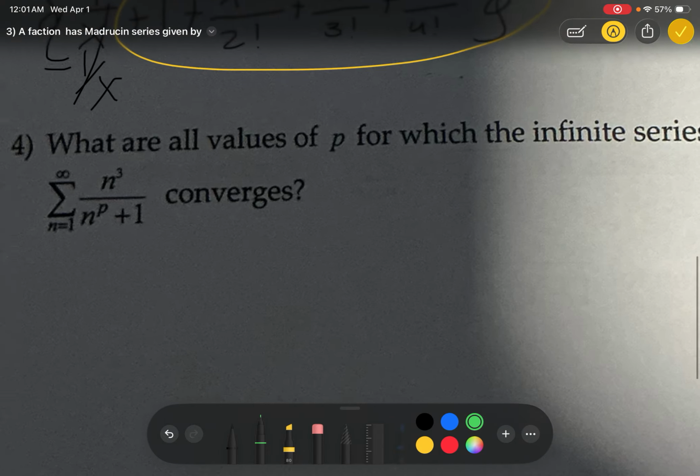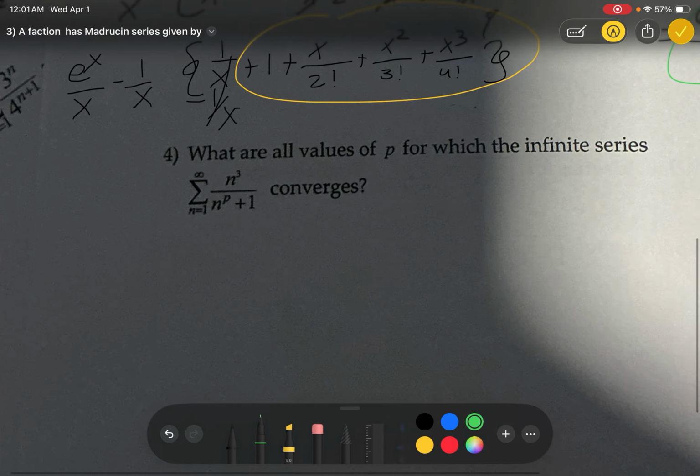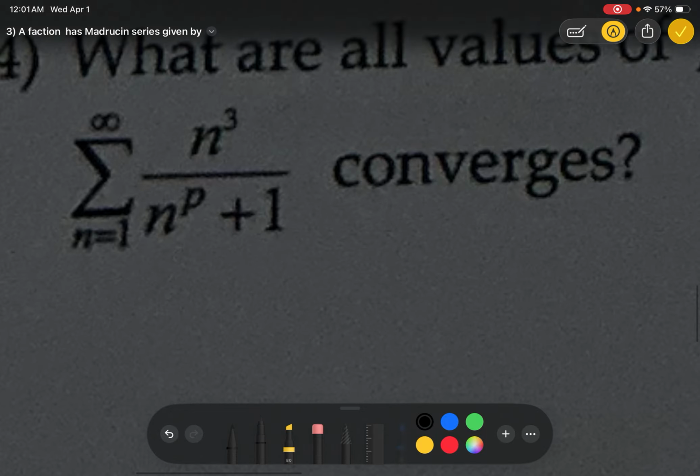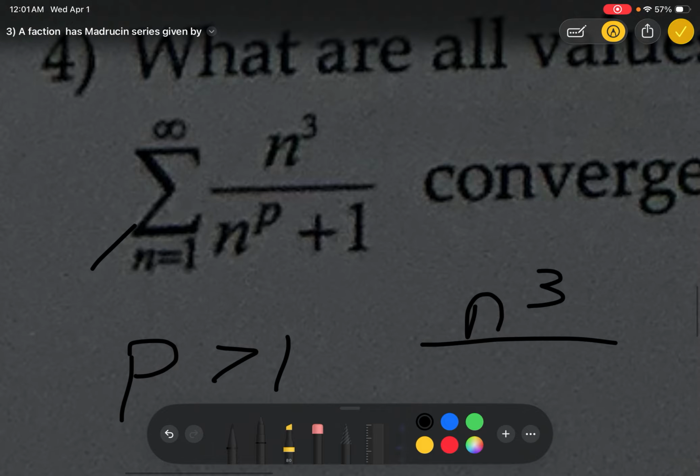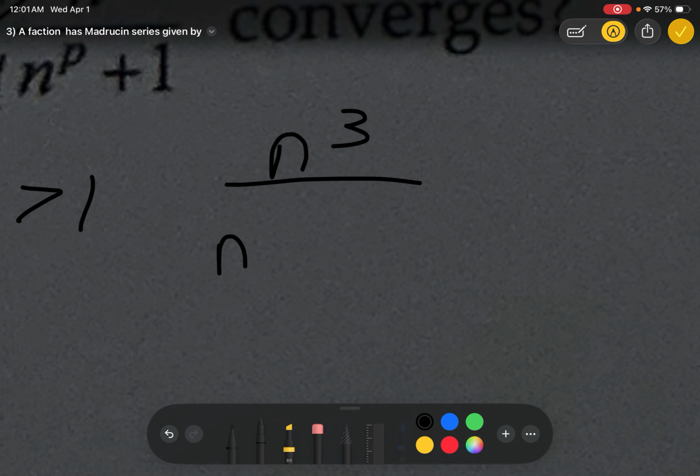Number 4. What are all values of p for which the infinite series n cubed over n to the p plus 1 converges? So what we're going to do first, I could tell this is already a p series question, and since it converges, p must be greater than 1. I don't know why I changed the pen there. P is greater than 1. So let's rewrite this. We're not going to focus on this. That is not important for this problem. So it's n cubed over n to the p plus 1.